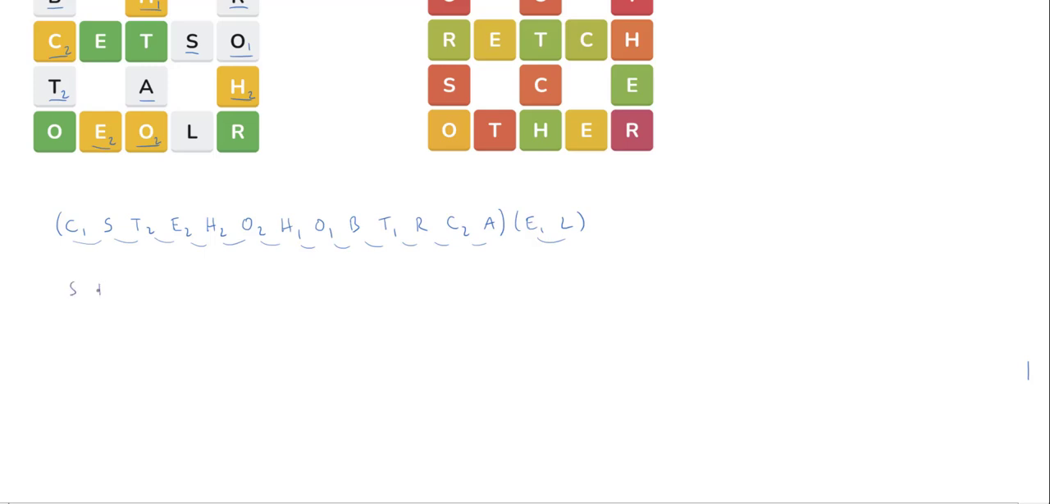So we have S, T2, E2, H2, O2, H1, O1, B, T1, R. Here comes the C2, which is going to close things up, and then we have A, C1. Okay, and then I still have this E1L that I'm not going to copy. All right, and by doing that, we were able to decrease the number of transpositions by 1. But we need to get rid of more, and that's easy to do because, again, we have duplication.